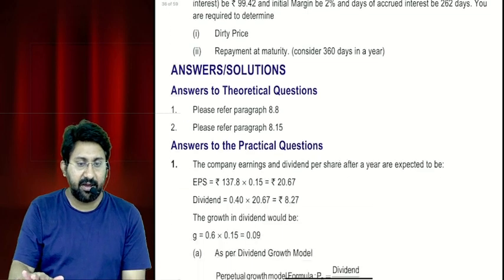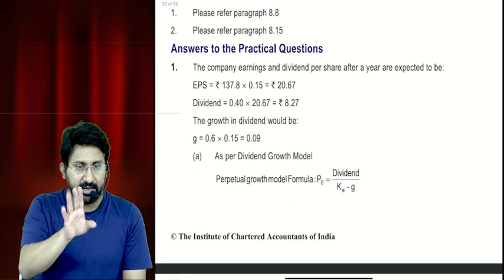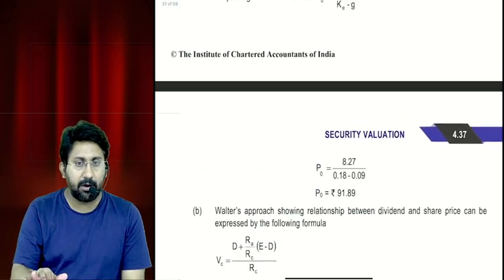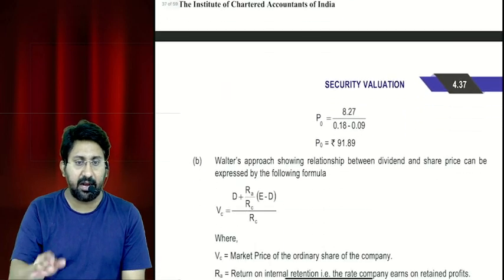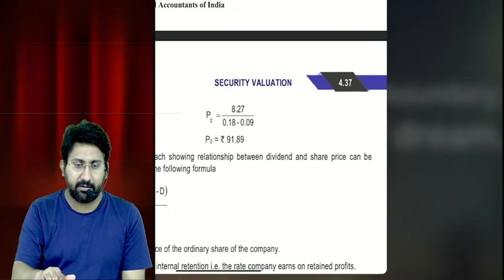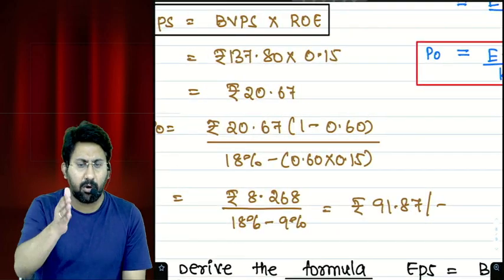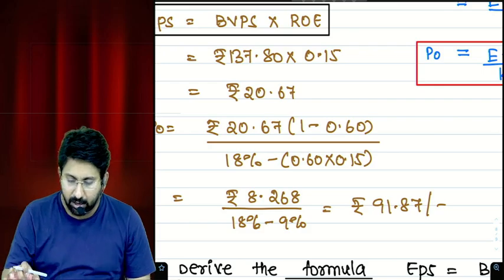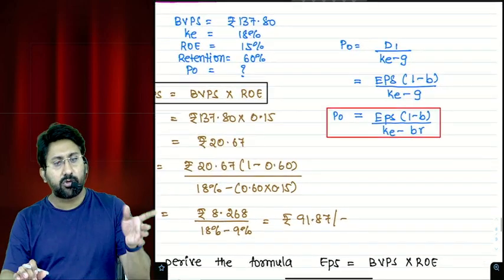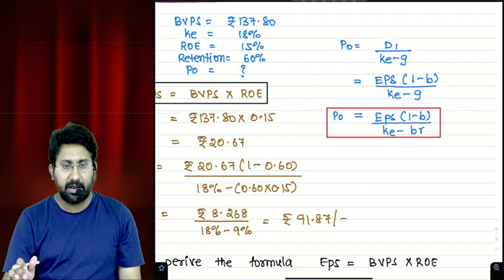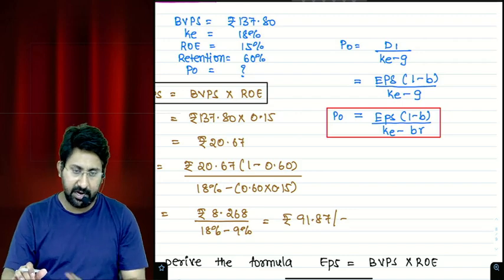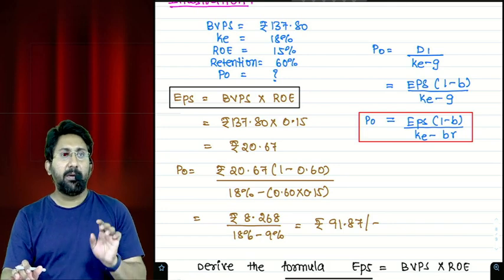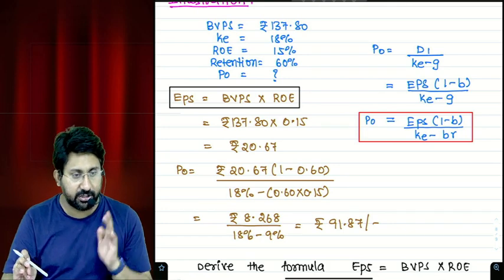Anyway, if you see this, EPS, dividend, everything we have given, P naught equal to D1 by KE minus G has taken 91.89. I got 91.87. No problem, decimals. In this model, the institute has done it in the model of D1 by KE minus G. You can write it anyway. Sir, how can you tell EPS equal to BVPS into ROE? That's the next query.